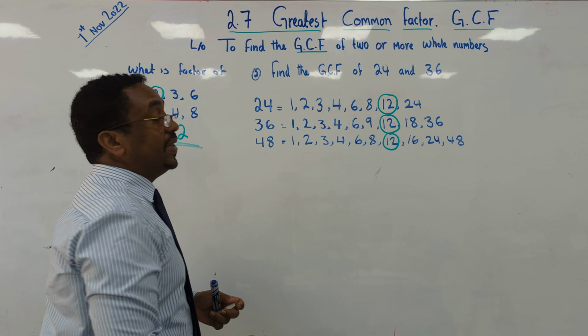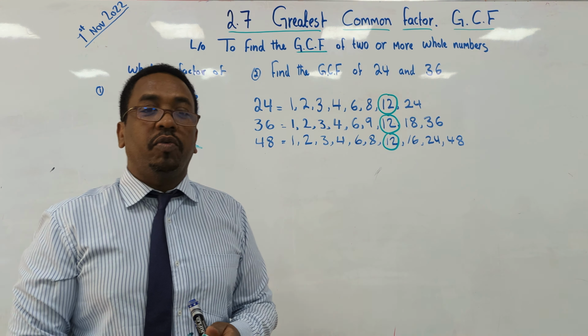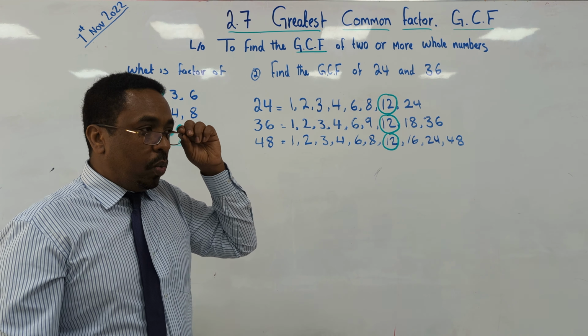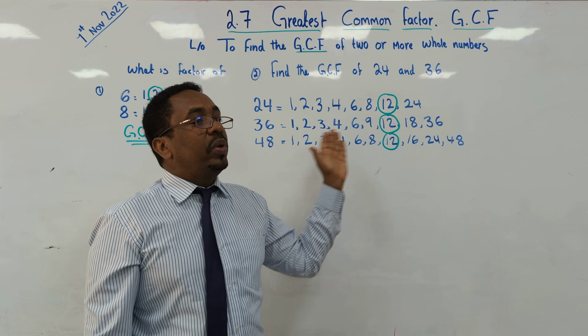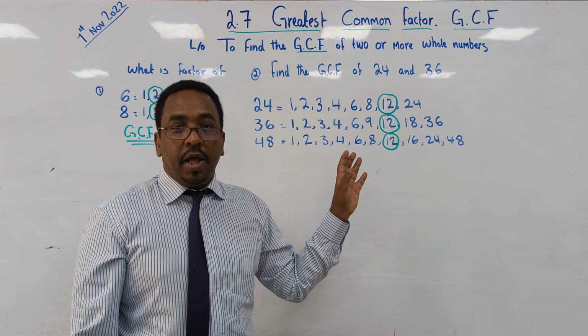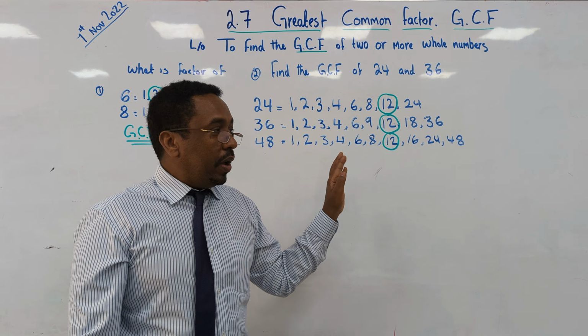So we can find the greatest common factor of 2 numbers, and if we have 3 numbers, we can find the greatest common factor. Does that make sense? Good. Now, when we are listing the factors, it's easy to write them down and list them when they are all small numbers. Now, these are not very big numbers.